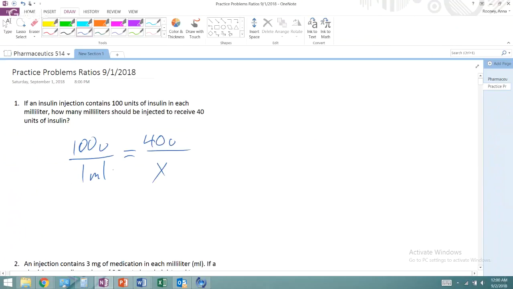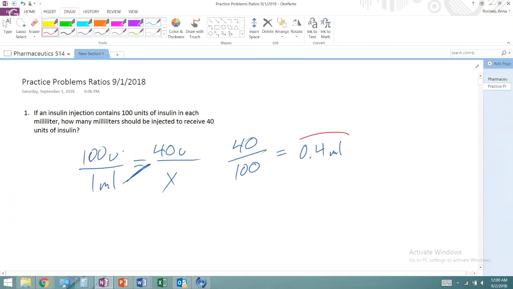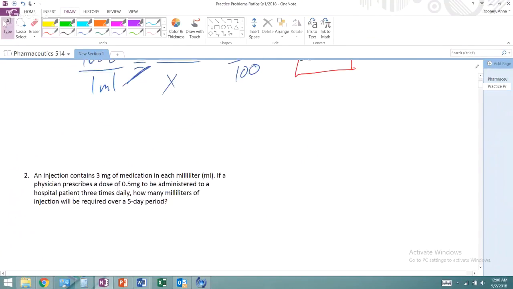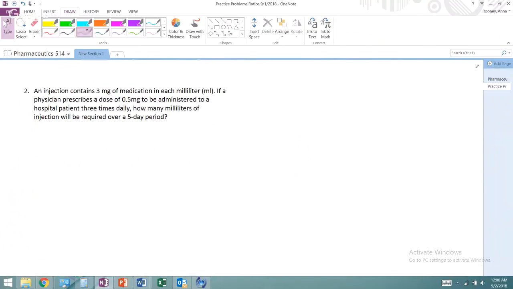So then we have X. So then you multiply these two and then divide by that one. So you'd be 40 divided by 100, which would equal 0.4 milliliters. And then I'm just going to circle this in a red box so that people know that's the one. That's right.